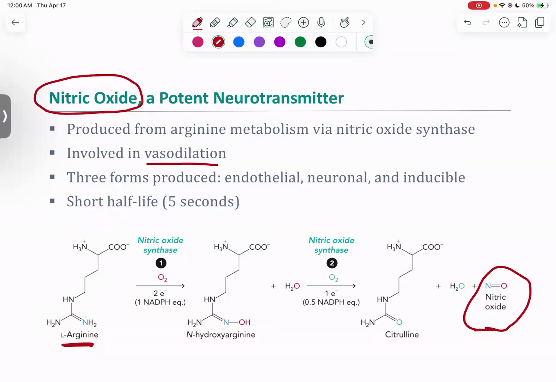And so you have different versions of the enzymes that create nitric oxide. You have some in endothelial cells, you have some in neuronal cells, and you have some that we call inducible. But regardless of where we find them, where we find the nitric oxide, it's got an extremely short half-life.